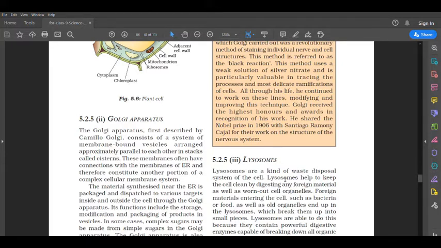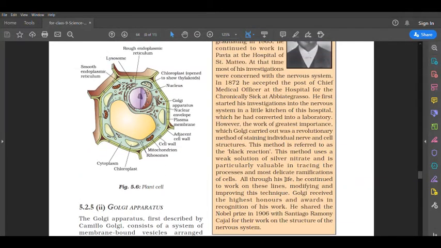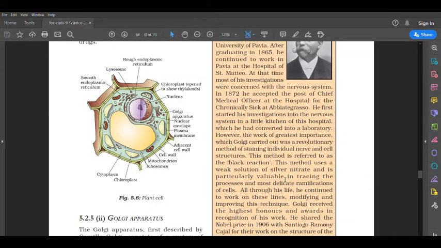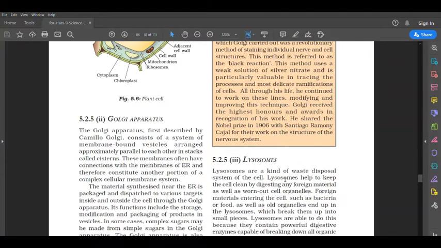It is present in the form of membrane bound vesicles arranged in the form of parallel stacks. एक से एक के पास एक ऐसे स्टैक्स के रूप में ये प्रेजेंट होता है, और ये स्टैक्स जो एक दूसरे के पास में जुड़े हुए नजर आते हैं, you can see it in the diagram, and that is known as what? Cisternae. You can see this Golgi apparatus which is present in the animal cell and also in case of plant cell. So it will carry out a very important function of acting as the storage material. Now whatever material is synthesized by ER will be packaged inside the Golgi apparatus.